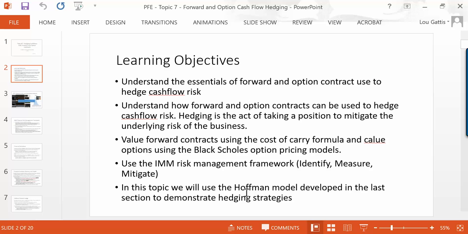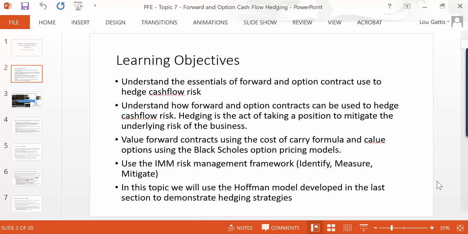In this topic, we'll talk about the essentials of forward and option contracts used to hedge cash flow risk, and understand how forward and option contracts can be used to hedge cash flow, value forward contracts using the cost of carry, and value options using Black-Scholes, using the IMM framework for risk management: identify, measure, mitigate.